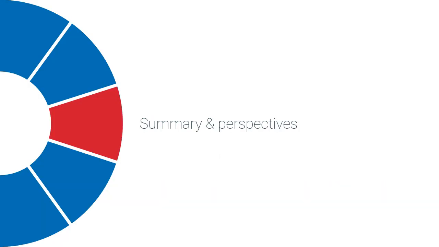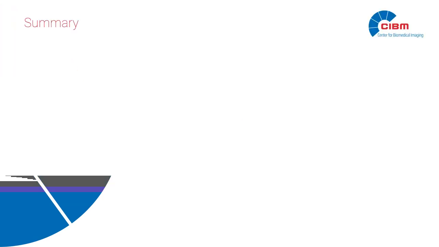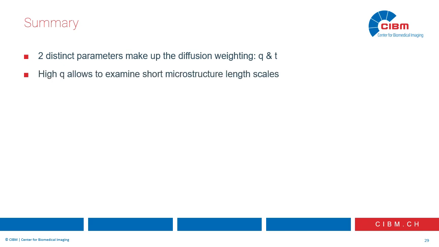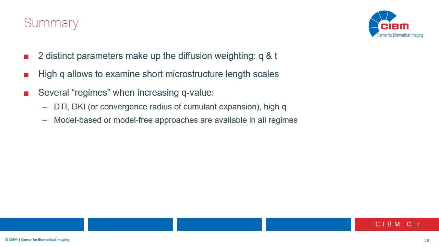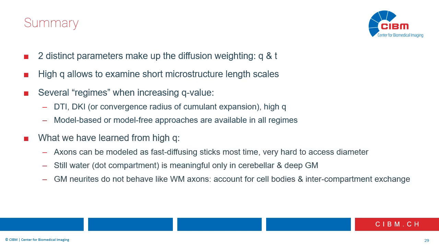And finally, summary and perspectives. So what I've been trying to explain is that there are really two distinct parameters that make up the diffusion weighting, Q and T, and high Q allows us to examine short microstructure length scales. And there are several regimes as we increase the Q value, so we go from DTI to DKI and to high Q, and for each of these regimes we have both model-based and model-free approaches that are available.